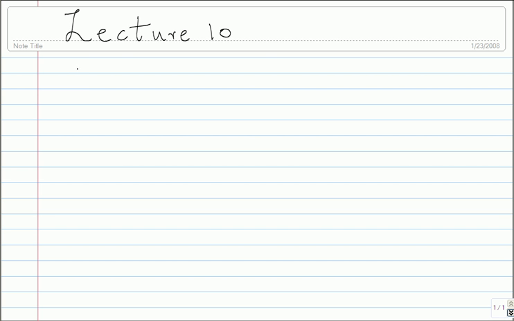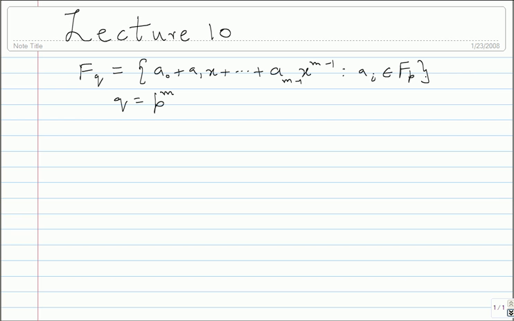What did we see? We said a finite field with q elements, Fq, is going to be the set of all a0 plus a1x plus so on till a_{m-1} x to the power m minus 1, with ai coming from what? Where do ai come from? If q is p power m, ai should come from Fp. Okay, this is a nice way of thinking about the finite field with q elements.